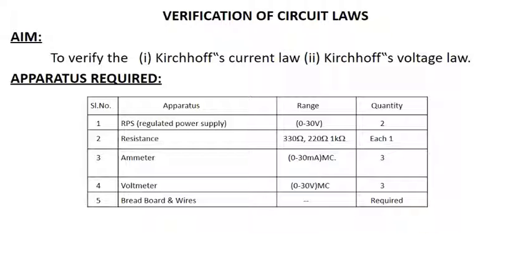And ammeter, since it is DC, we will go for MC type meter, 0 to 30 milliampere. Voltmeter 0 to 30 volt, which is DC, so we will go for MC meter, and breadboard and connecting wires.